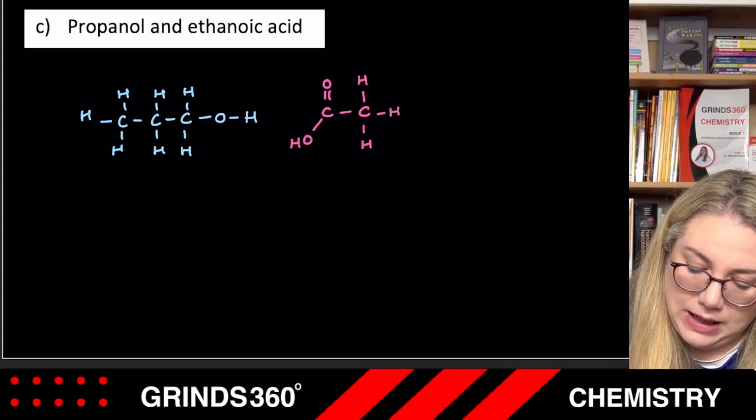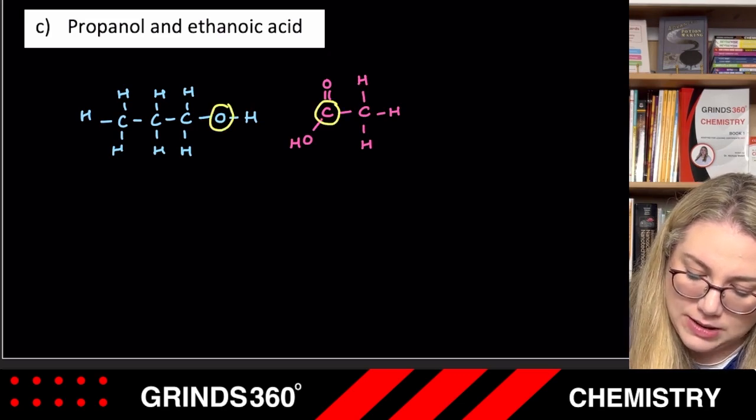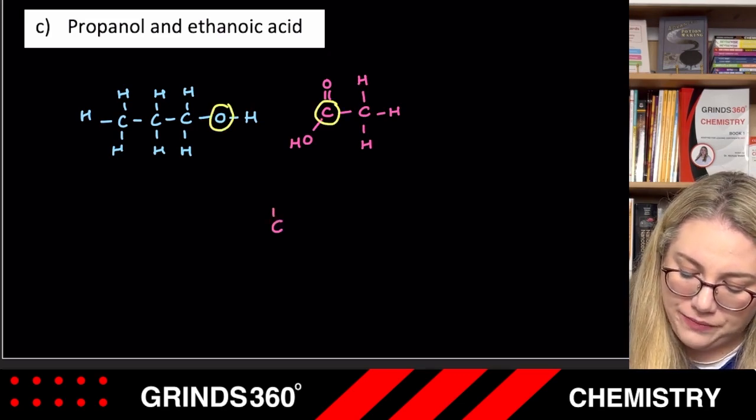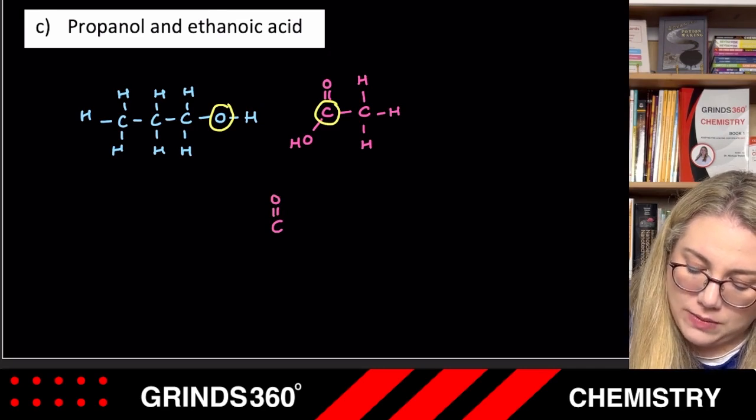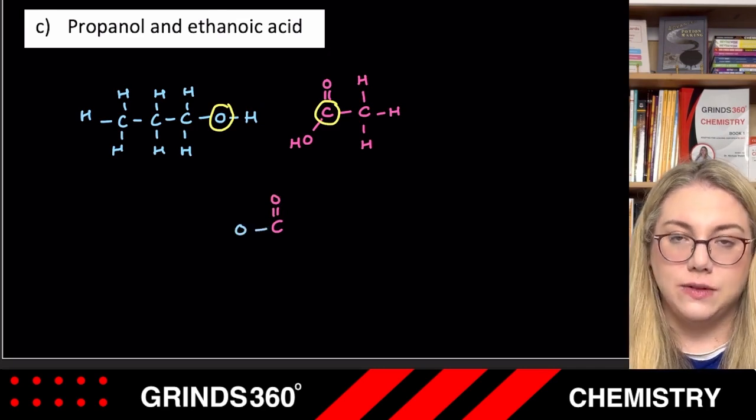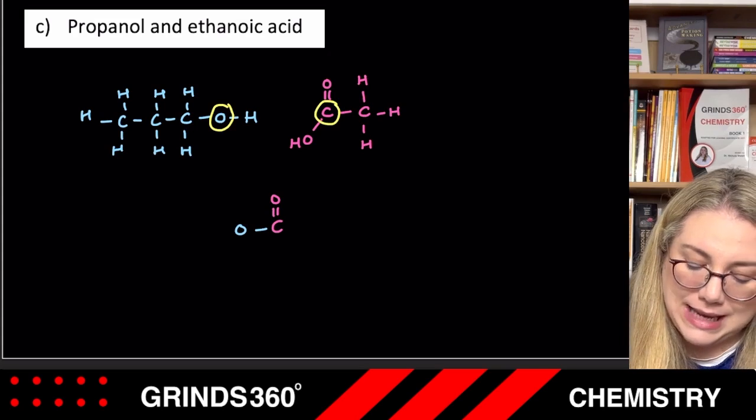Okay. Then the oxygen from the alcohol attaches onto the carbonyl carbon, so we form a bond between the two of them. We have C double bond O from the carboxylic acid and the oxygen from the alcohol. And then we build outwards.